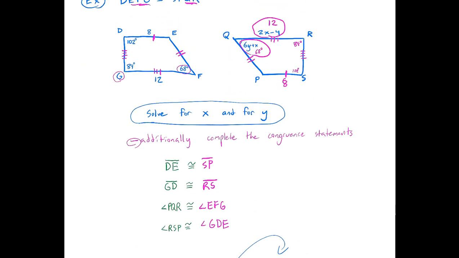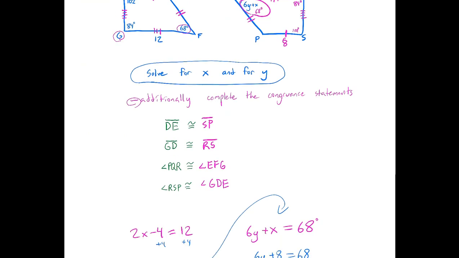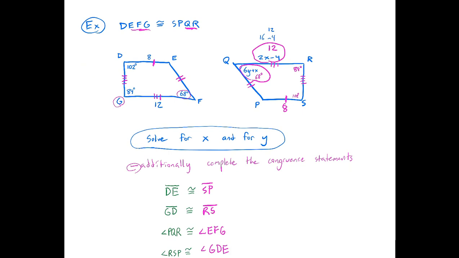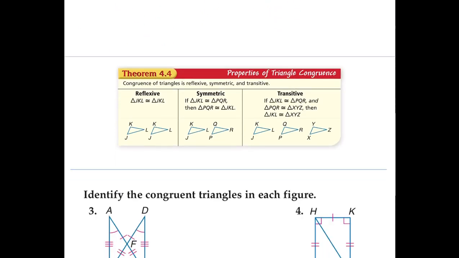We could go back and plug it in and just check. So that's 2 times 8, that's 16 minus 4, that is 12. Good. And then y is 10. So this would be 6 times 10, or 60, plus x is 8. So that would be 68. Nice. Checks out. Okay, let's do some more.